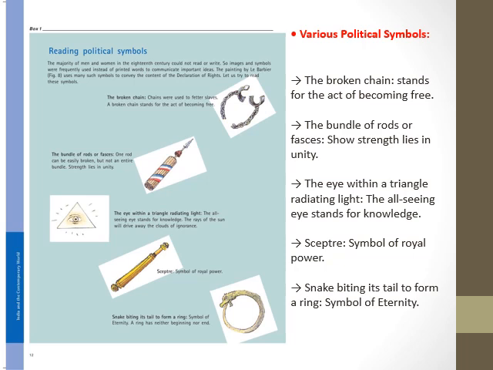The bundle of rods or the fences show the strength lies in unity. The eye with a triangle radiating light. This resembles the all-seeing eye, which stands for knowledge. Then the scepter, symbol of royal power. The snake biting its tail to form a ring, symbol of eternity. So these were certain political symbols which were accepted by France.